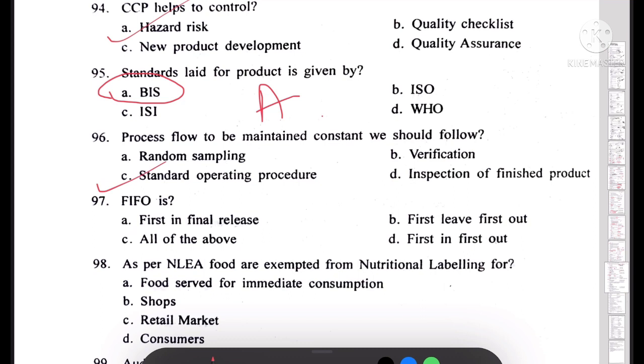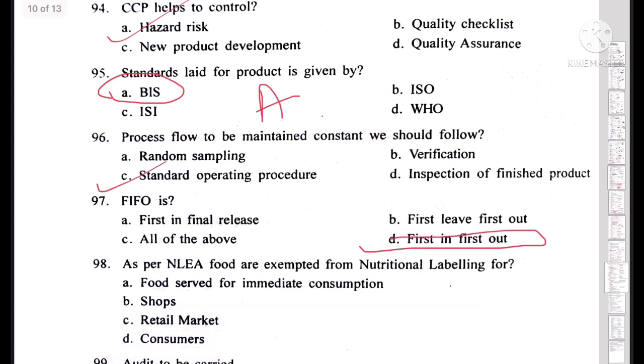Answer is C. Next, FIFO. FIFO is for first in final release, first leave first out, all of the above, or first in first out. So the correct answer to this is FIFO is first in first out.